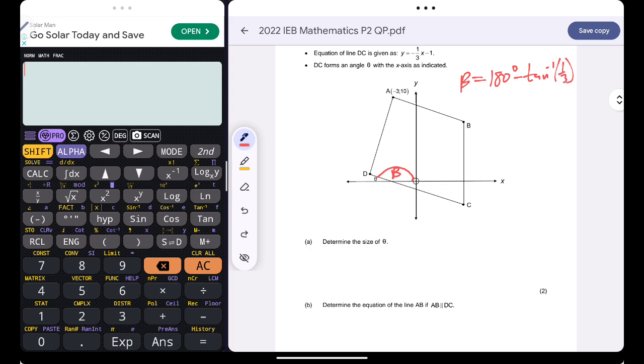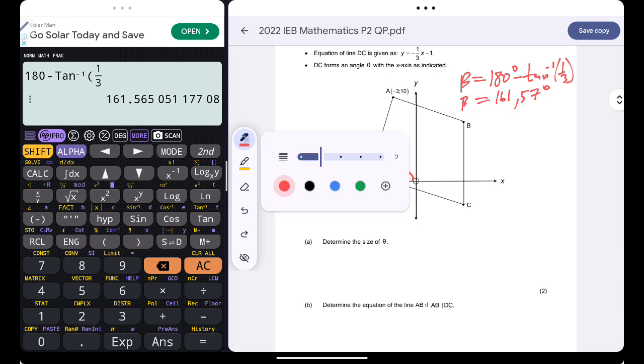Please, guys, remember that whenever we have a negative gradient, we don't substitute negative 1 over 3 inside the bracket. The 180 minus takes care of the negative. So this gives me 180 minus the inverse of tan 1 over 3. I get 161.57 degrees. Remember that this is beta.